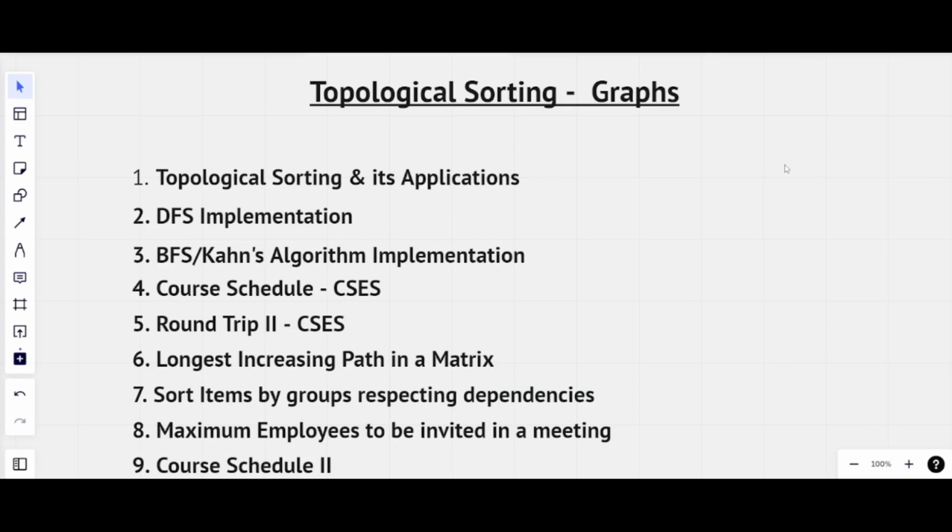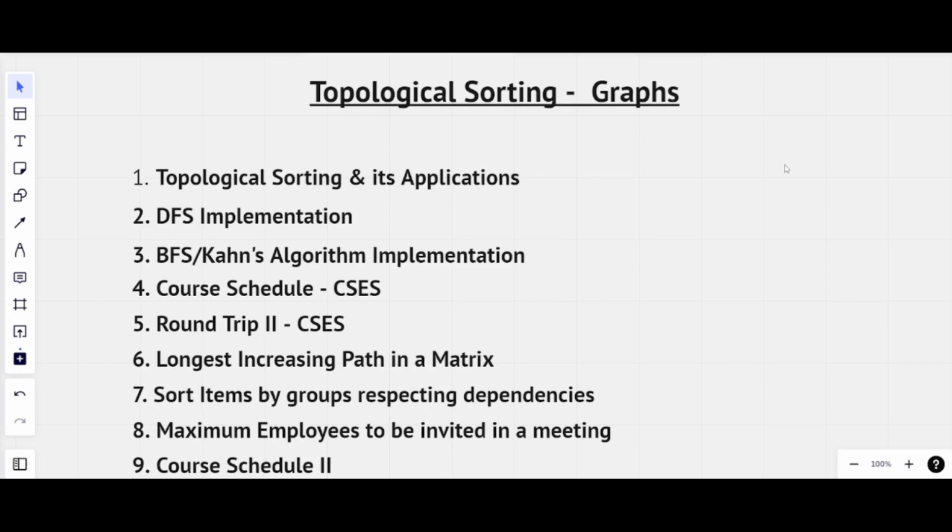So this is the introductory video for the new series, that is topological sorting. In this video series we'll be discussing a very important graph concept, that is topological sorting, and a lot of problems are solved using this concept. This concept is very crucial while solving problems of graph in which the nodes of the graph have to be processed in a certain order.